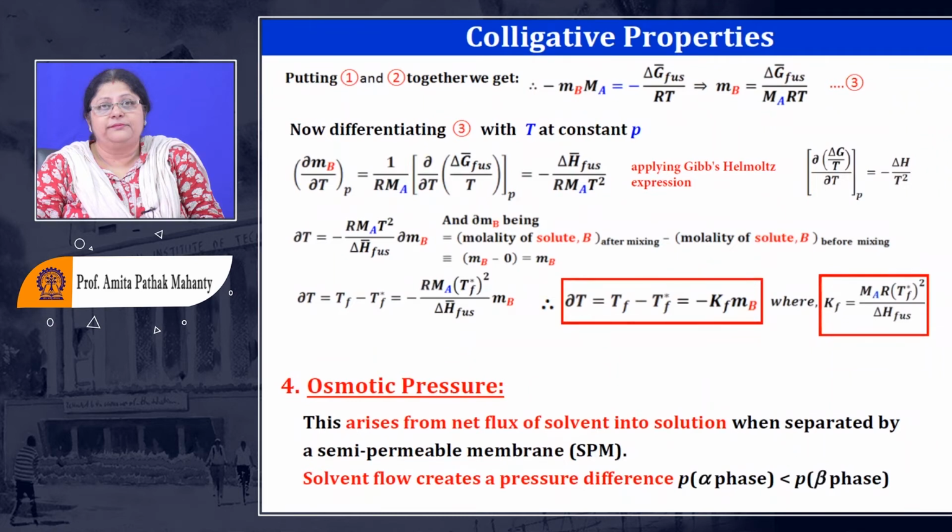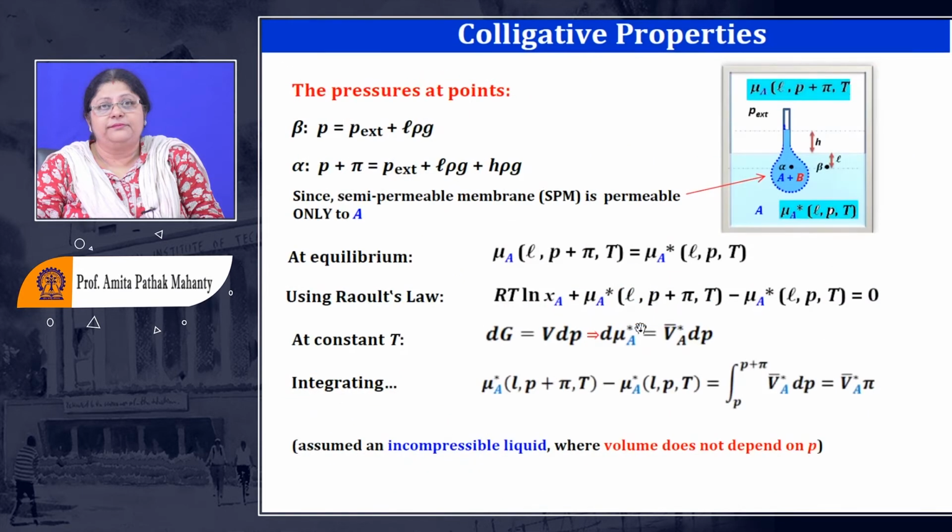Now the fourth one is the osmotic pressure, and this arises because of the flow of solvent into the solution, which can be separated by a semi-permeable membrane. So we are going to be monitoring the pressure difference in the two phases, where you have the pure solvent, and the one where you have the solution, the solvent plus the solute. It is going to look something like this.